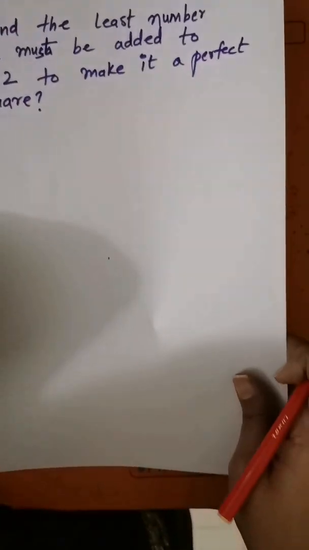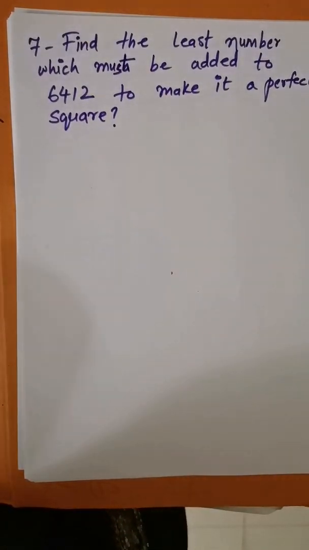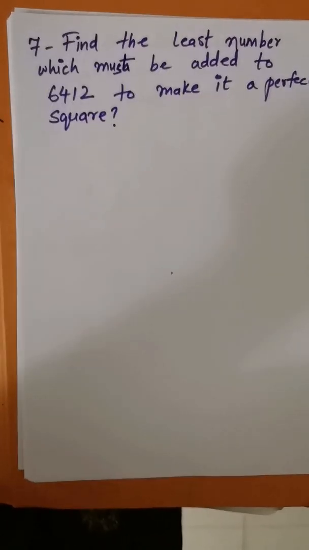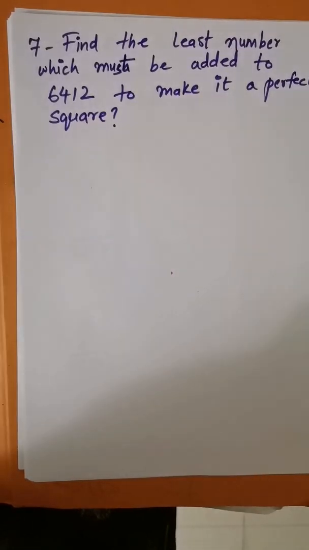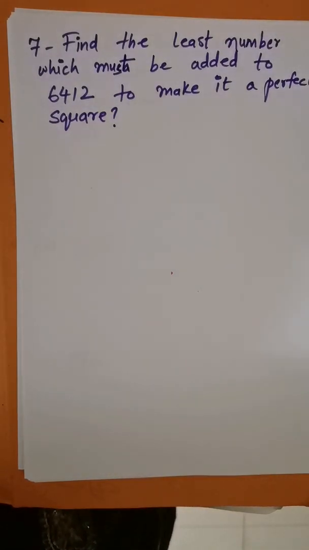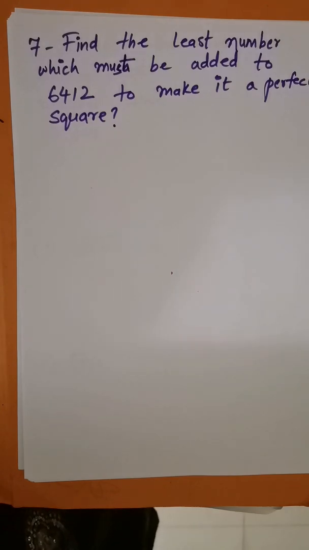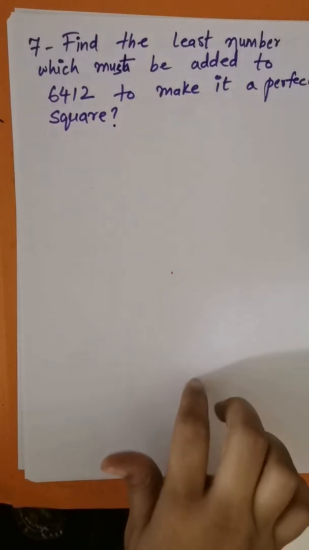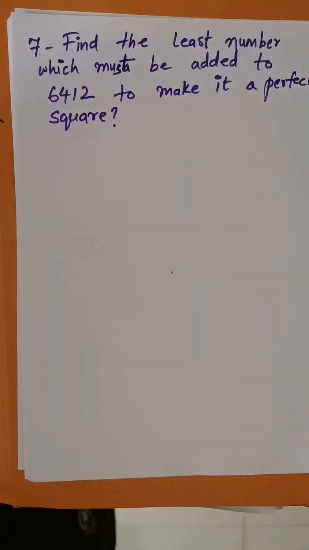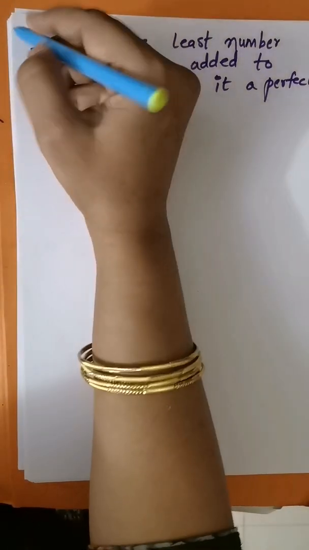Next, find the least number which must be added to this to make it a perfect square. Here also you have to find the square root of 6412. Then you will end up with a number. You have to find such a number which must be added to this to make it a perfect square. You try out this sum. This is very much similar to the sum which we have already done. So this is your homework.